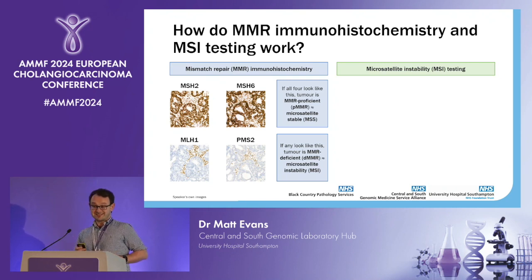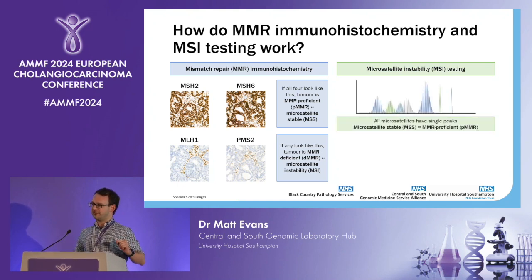Microsatellite instability testing is something really quite different. So here, we extract DNA from the tissue, and then we use that DNA to look at the lengths of structures in the genome called microsatellites. If you have a normally functioning MMR system, all the microsatellites will be roughly the same length. And if you plot them on a graph, you'll get these nice curves. That's telling you that the MMR system is working normally. The tissue is MMR proficient.